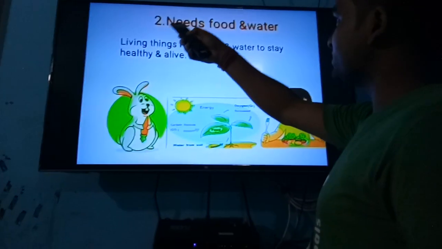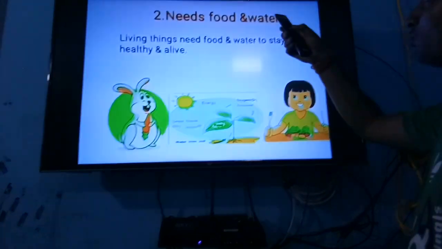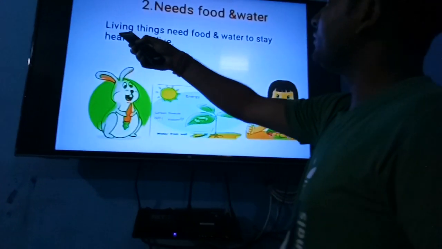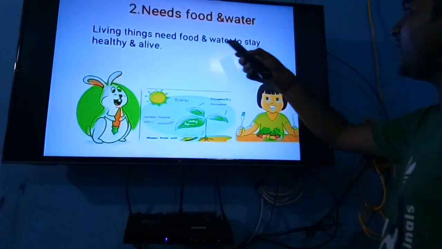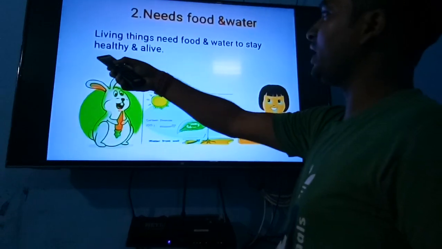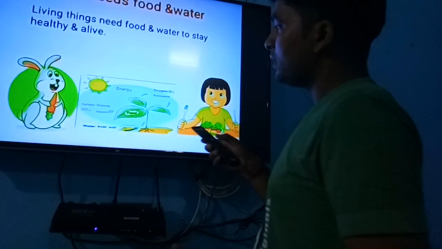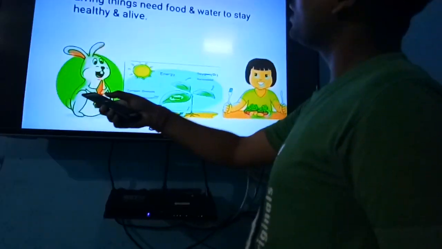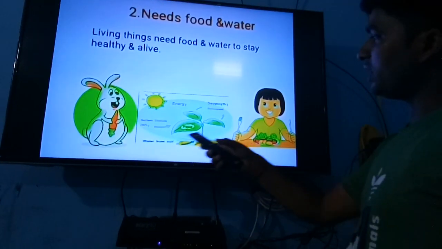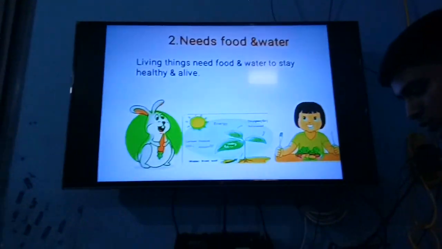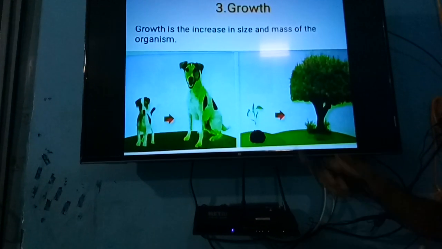Second, characteristics: needs food and water. Living things need food and water to stay healthy and alive. Just like that, you can see in these creatures, they all need what? They all need food as well as water to survive.